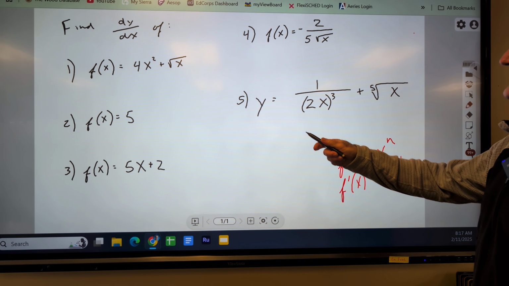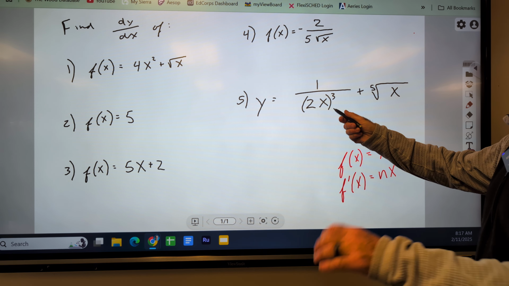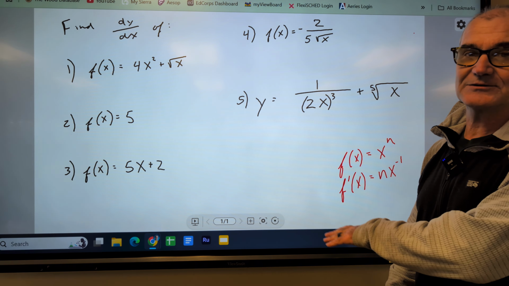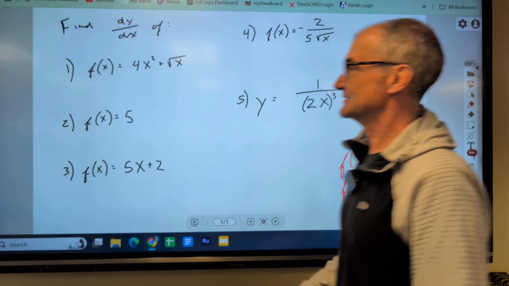A couple tricky ones here with square roots and exponents in the denominator, but let's go ahead and find these 5. Pause the video, do them before I do them, and then watch how I do them.